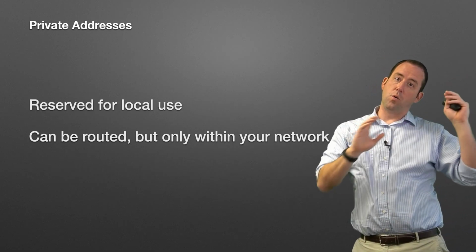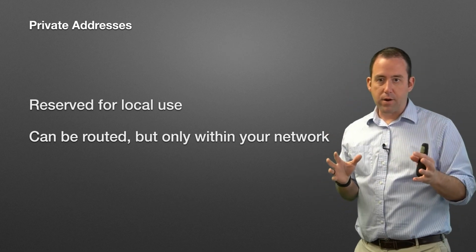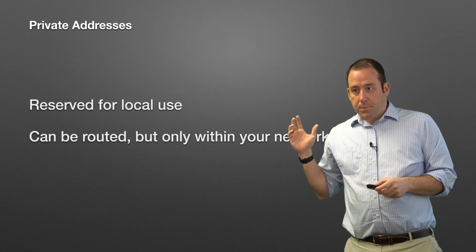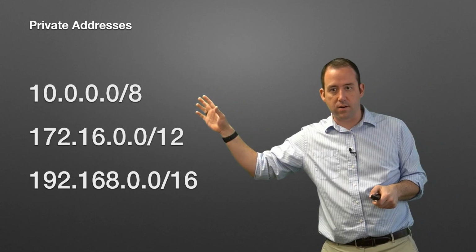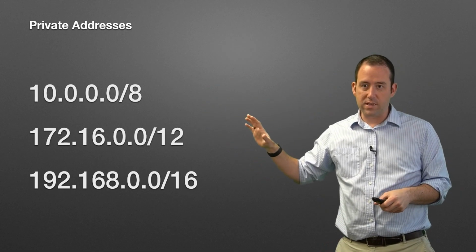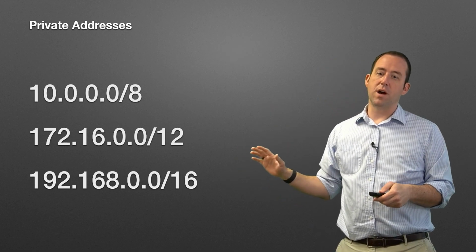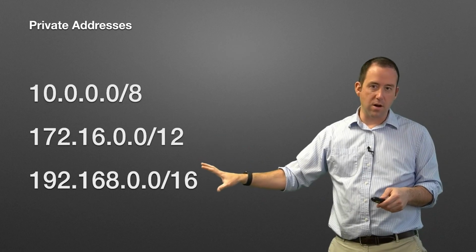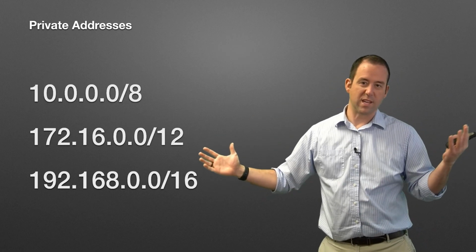Google is never going to know what your address is on your local network. Network address translation makes that possible. Topic for another video. So the private address ranges are 10.0.0.0/8, 172.16.0.0/12, and 192.168.0.0/16. And you have seen this bottom one. I know that's what your local router uses because that's what they all use.